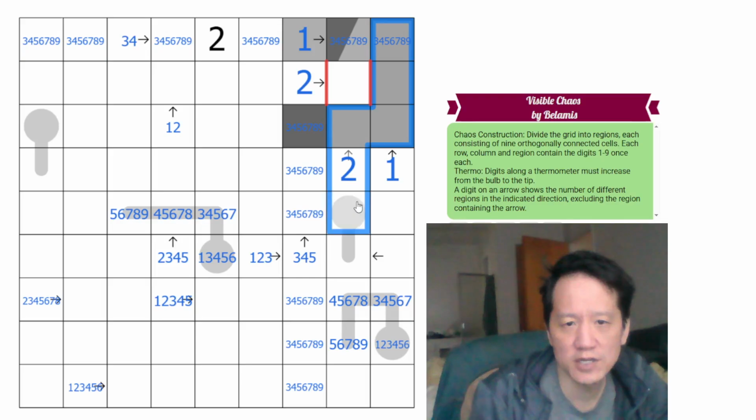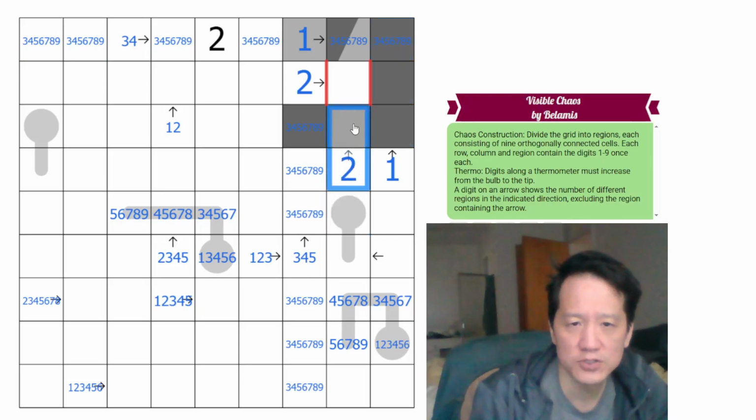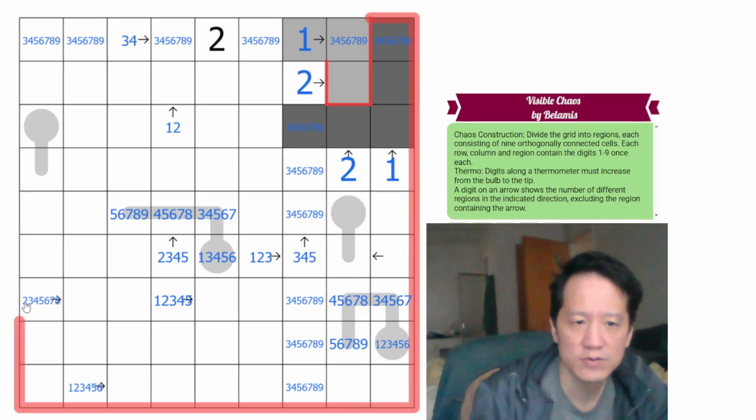if it tried to extend that way, this would not be counted as 2 regions because these would have to be the same region. So this one cannot be dark then. This one has to be light, and then this has to continue that way. So this is a boundary here. This is a boundary here. Let's color in all the boundaries in general.